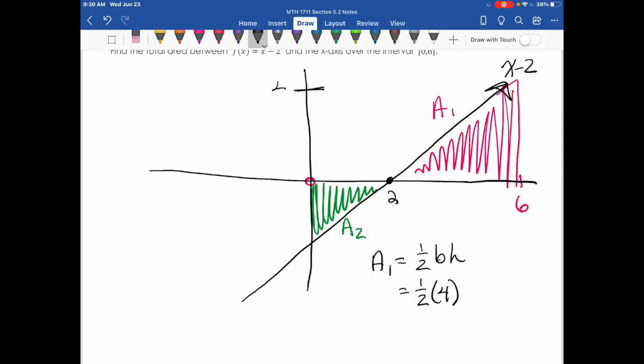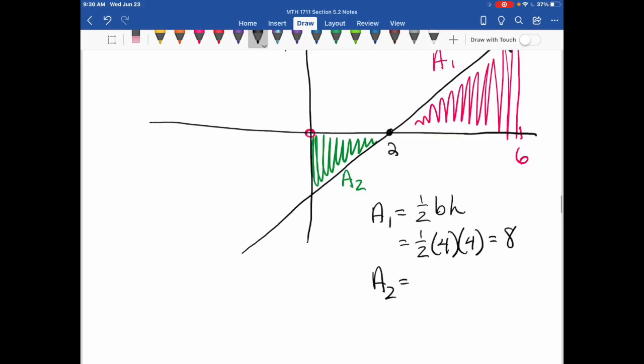And then my height, x6, is going to be 4, my corresponding y value. So I know my height is 4. And so I'm going to get an area for 1, which is 8. Now for area 2, it's the same thing. We have 1/2 base times height. Right here where it crosses the y-axis is -2.